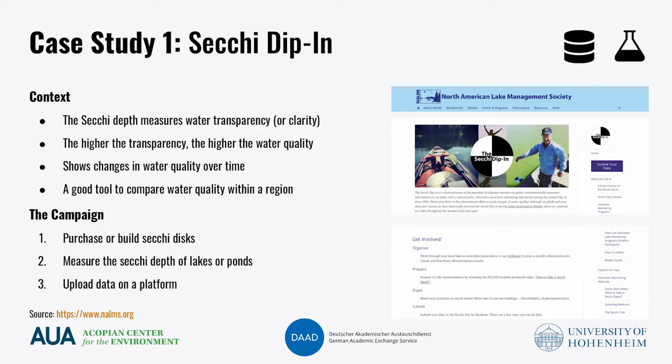The Secchi Disc campaign asks citizens to purchase or build Secchi discs, measure the Secchi depth of lakes or ponds, and share the data on a common platform. The project makes use of citizen science and open data practices. Interested individuals and parties use the online guidelines to monitor and analyze the water quality and submit the data to an open, freely accessible web platform.